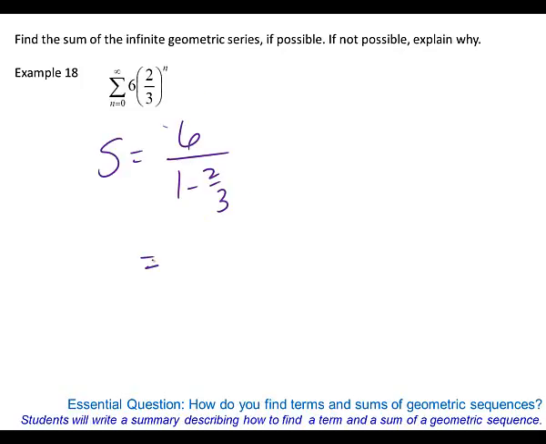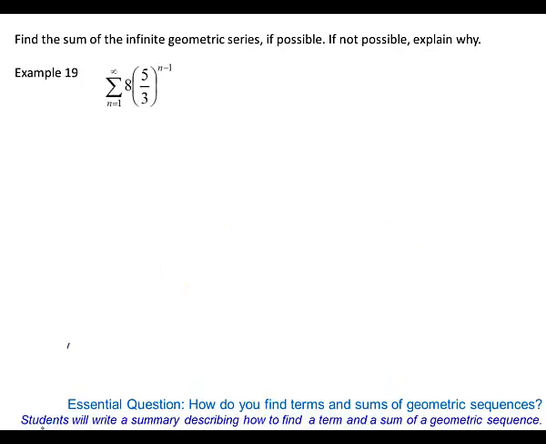All right, what did we get on the numbers? 18. Number 18 came out to 18? Nice. Well, that actually wouldn't be too bad, right? 6 over 1/3. 6 times 3, right? All right. Let's keep going.